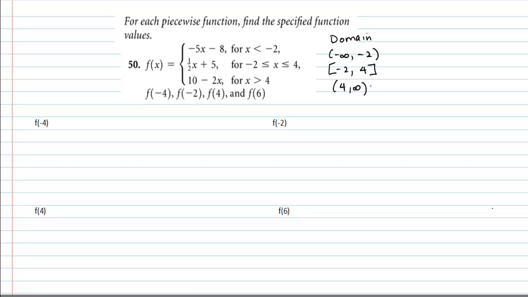In order to evaluate a piecewise function, you need to first identify what value you want to evaluate at, and then determine what function you need to apply it to. For the function f of negative 4, we need to realize that x is equal to negative 4. And we need to find out what domain negative 4 falls into. It falls into the first one. So we're going to take the negative 4 and plug it into the first equation. And we will get an answer of 12.